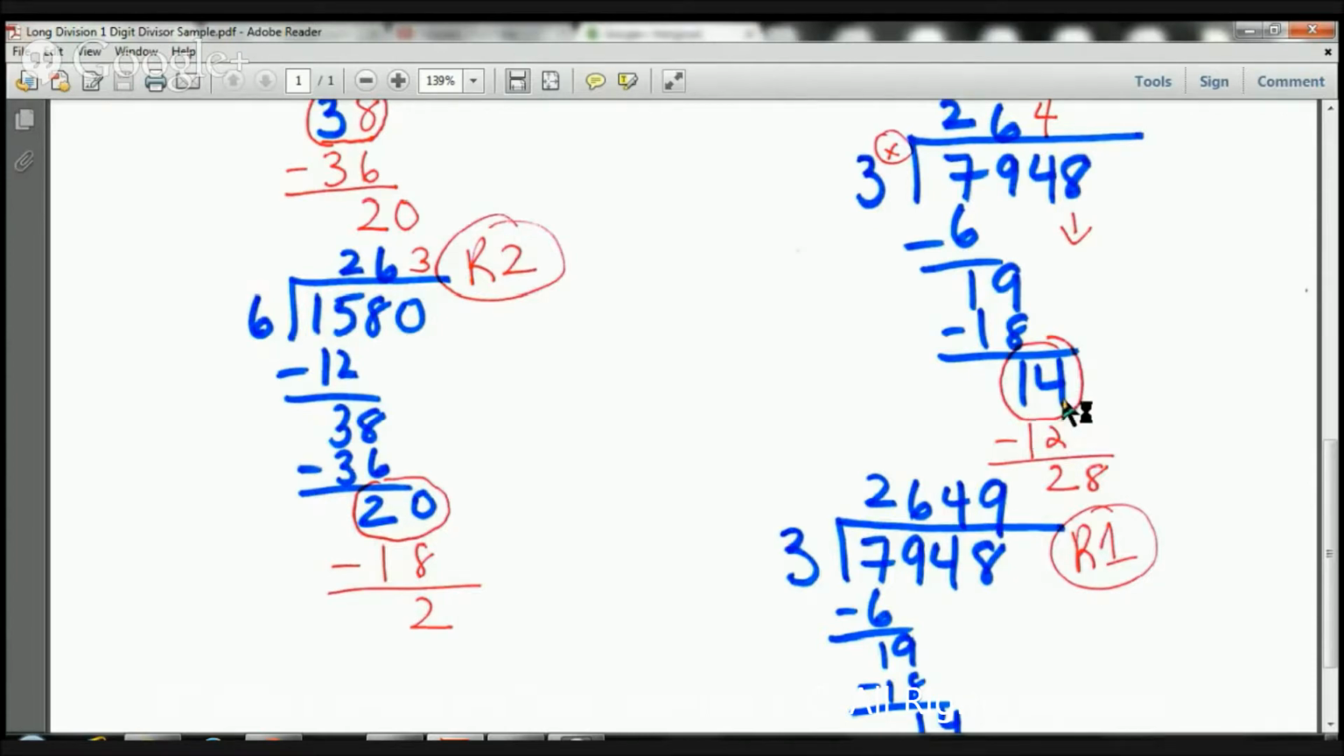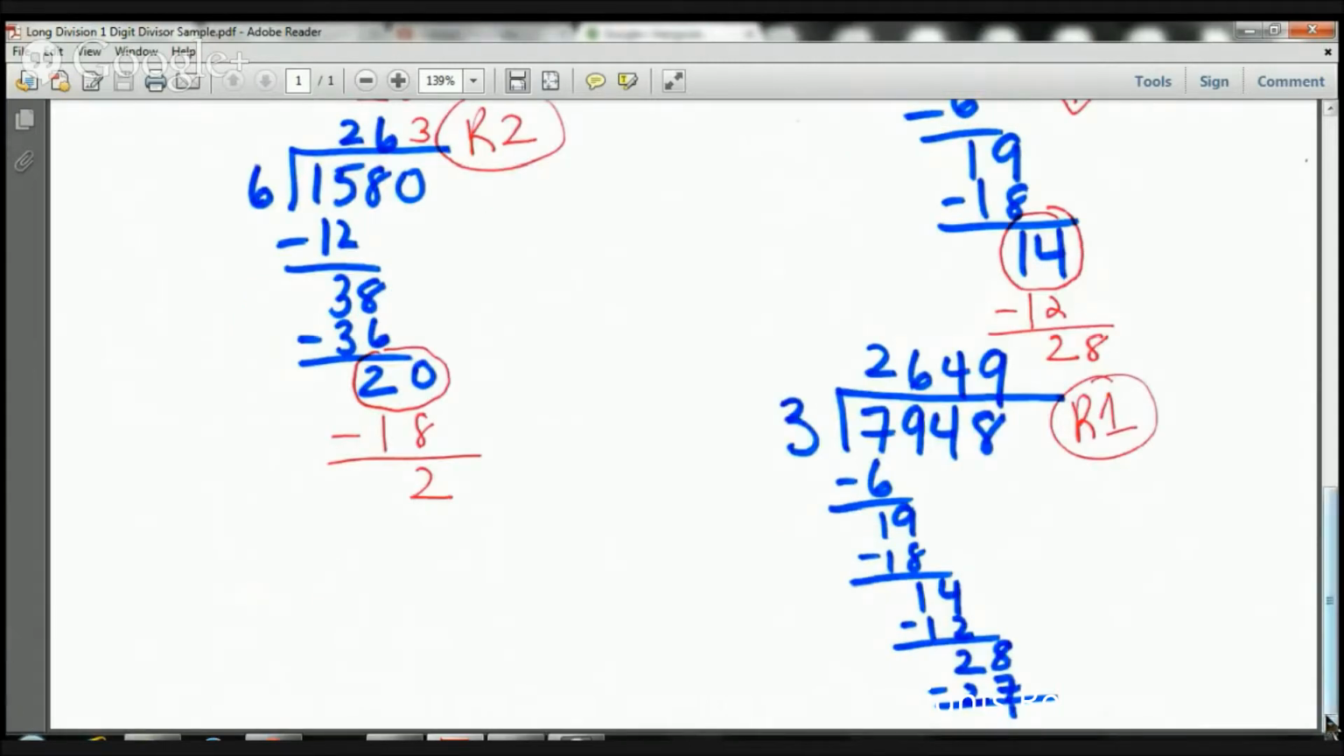Can't use 5, so it's got to be 4. 3 times 4 is 12. I put my 12 here, and then I subtract, and I put my line. 14 minus 12 equals 2. Now what I do is I go to the next digit, and I drop it down. Now I have 28. Let's go ahead and look at our final step.